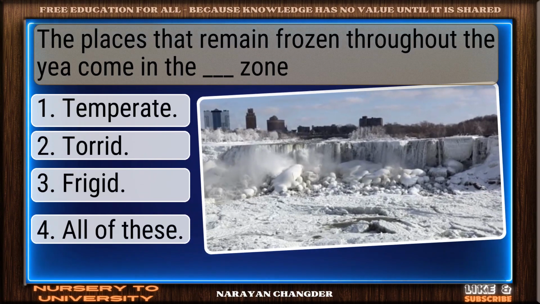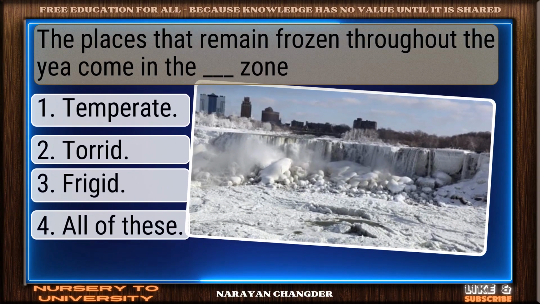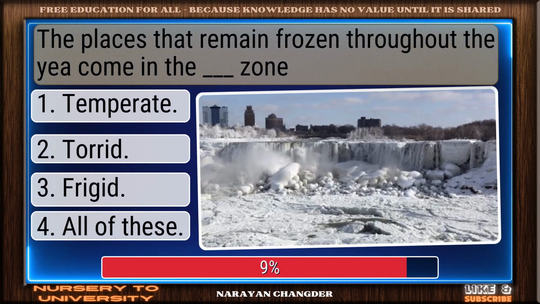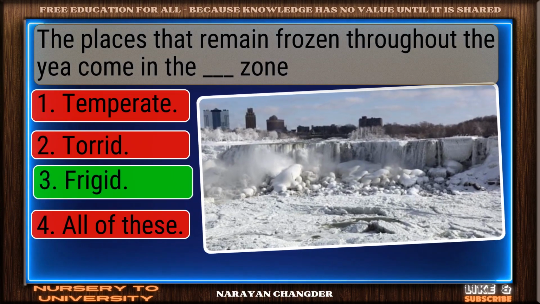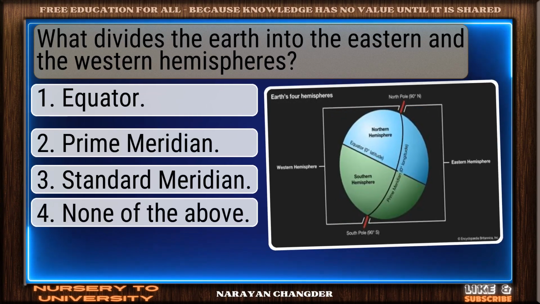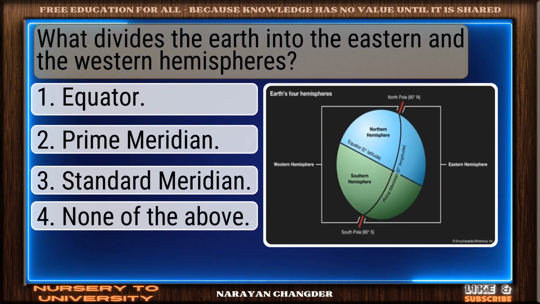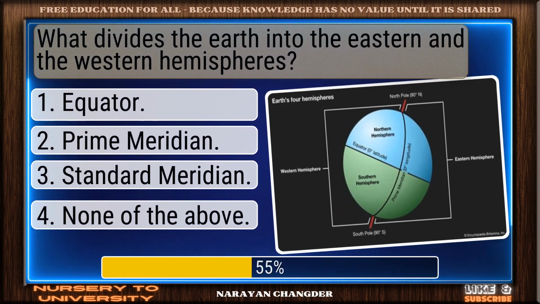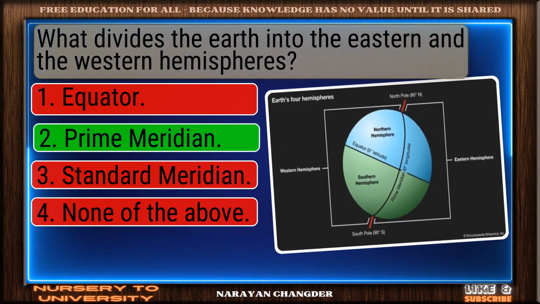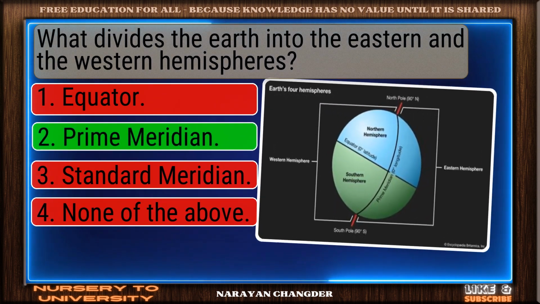The places that remain frozen throughout the year come in the dash zone. Perfect. Frigid is the correct choice. What divides the Earth into the eastern and the western hemispheres? Valid point. Prime meridian is true.